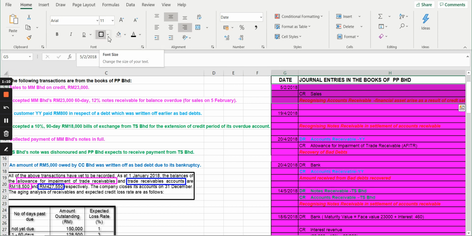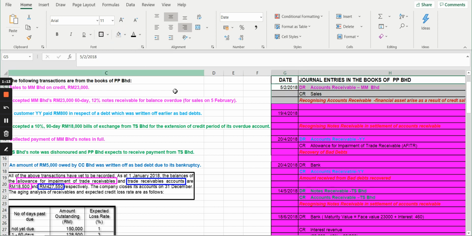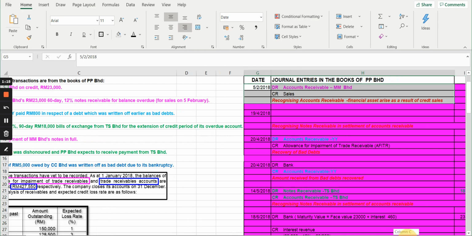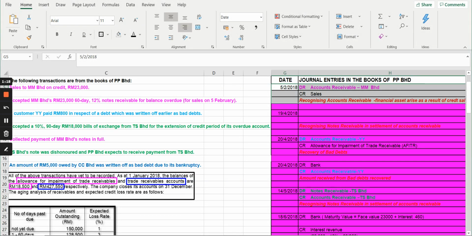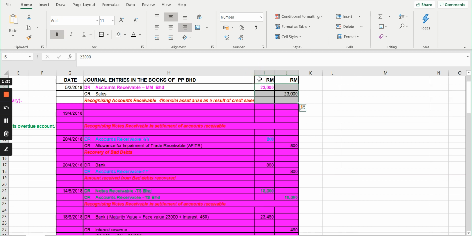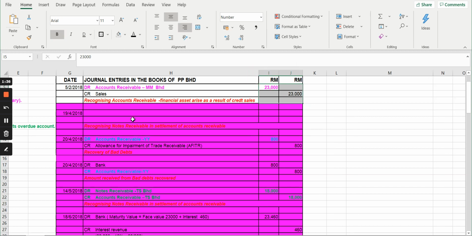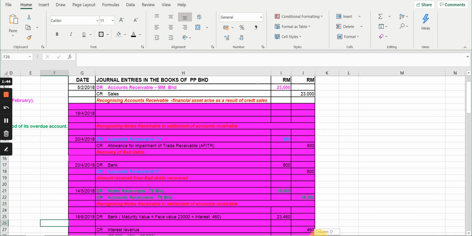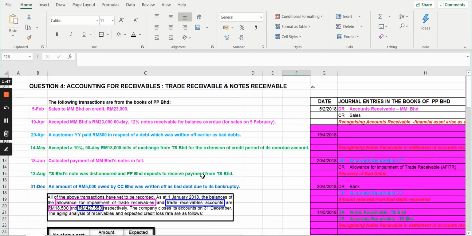What is that? You debit the account receivable, put the name of the customer, account receivable Berhad, and credit the sales. Credit sales here means credit the sales revenue. The narration is not required, but I'm just putting this to make things easier for you. So I put the narration that is to recognize a financial asset as a result of the trade receivable, which gives rise to the trade receivable due to the credit sales.